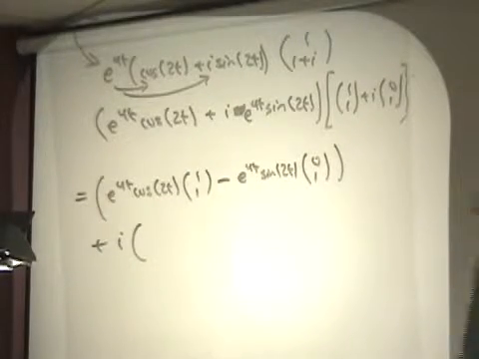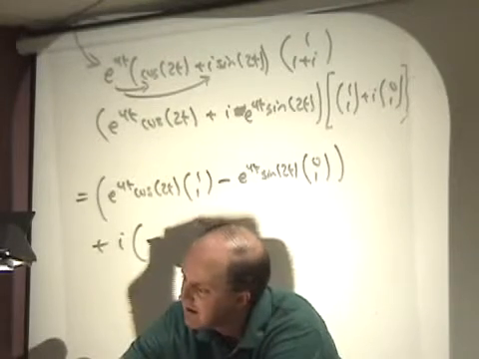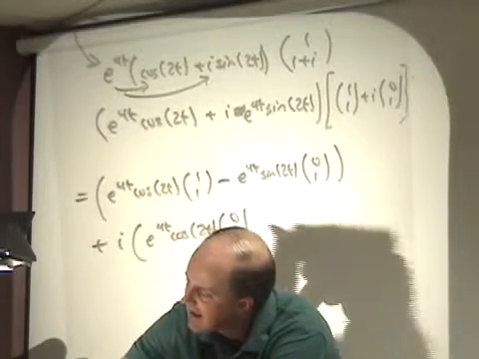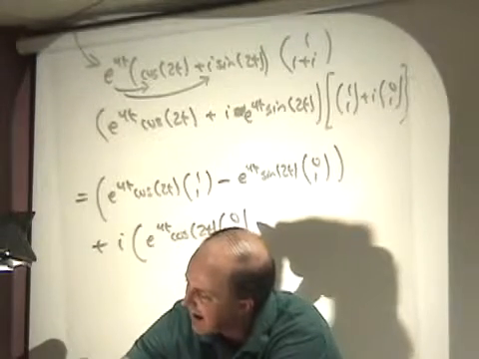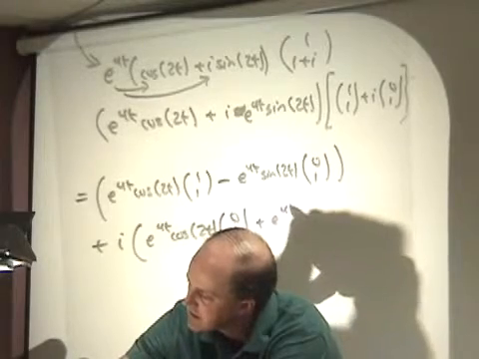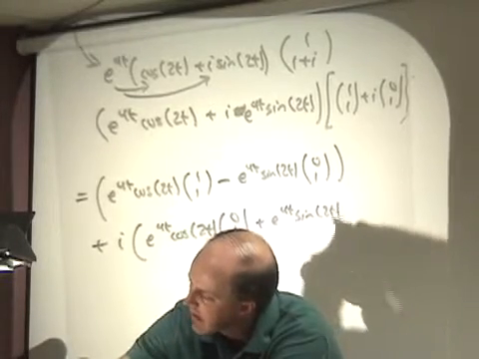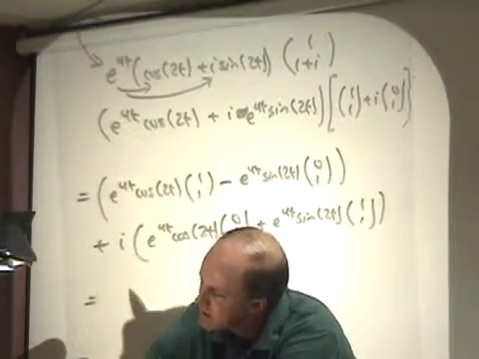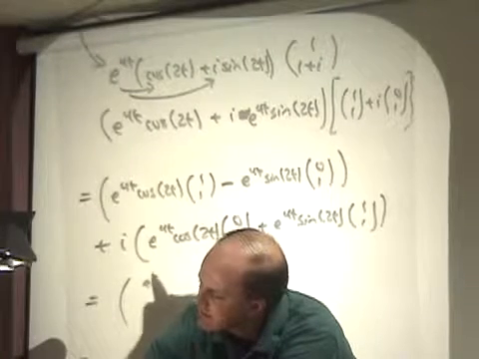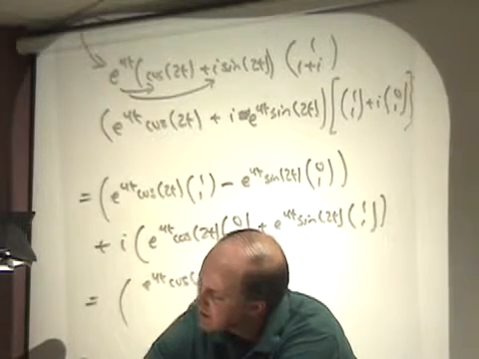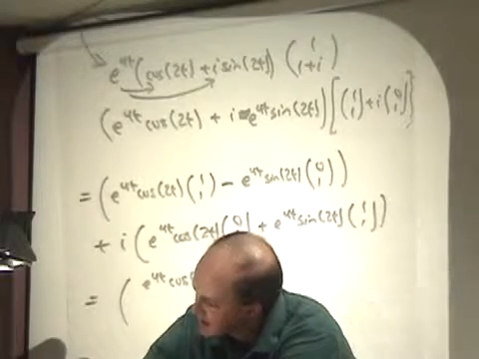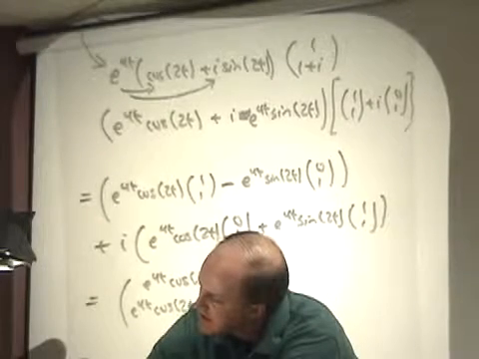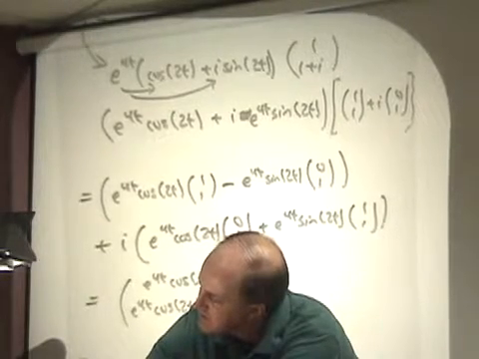Outside times outside is going to give me i e to the 4t cosine of 2t times the vector 0, 1. And inside times inside gives me i times e to the 4t sine of 2t times the vector 1, 1. And then I can group these together into one vector here. I can write this as e to the 4t cosine of 2t minus 0 on the top, and then on the bottom I've got e to the 4t cosine of 2t minus e to the 4t sine of 2t.